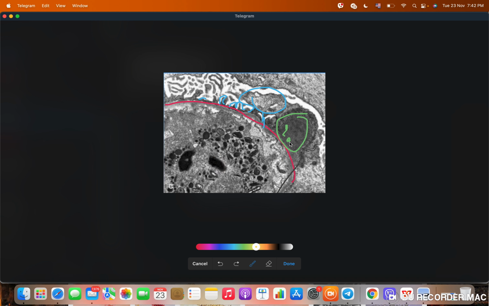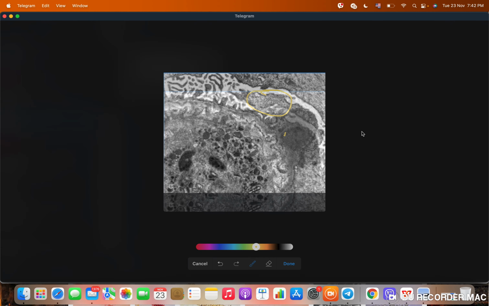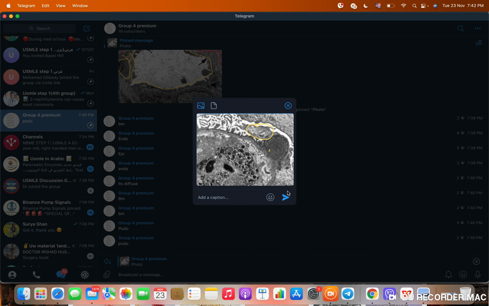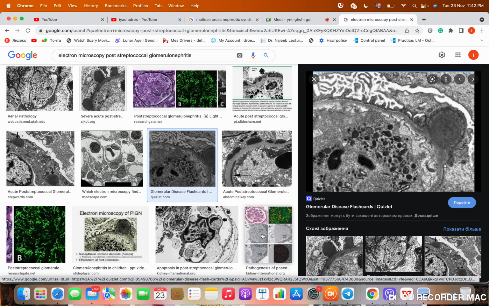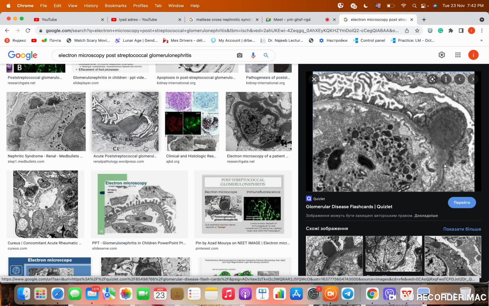Since the accumulation is there, it's going under the what? It's under this guy, which is what? The epithelial cells, the podocyte. So we consider it to be subepithelial. This is the epithelium and it is subepithelial. So this is a subepithelial deposition. When you see a subepithelial deposition, this is a post-streptococcal glomerulonephritis.